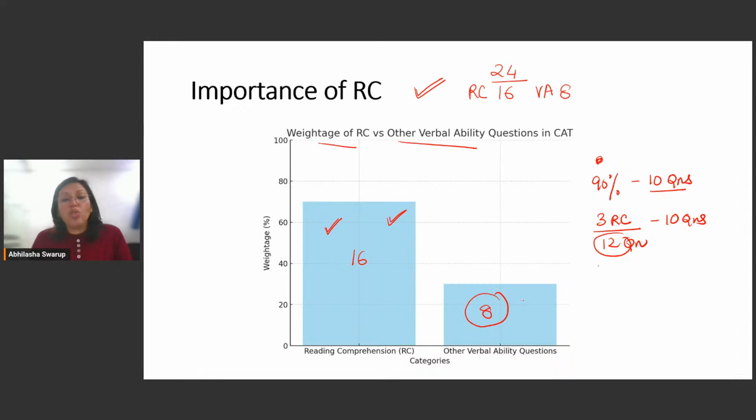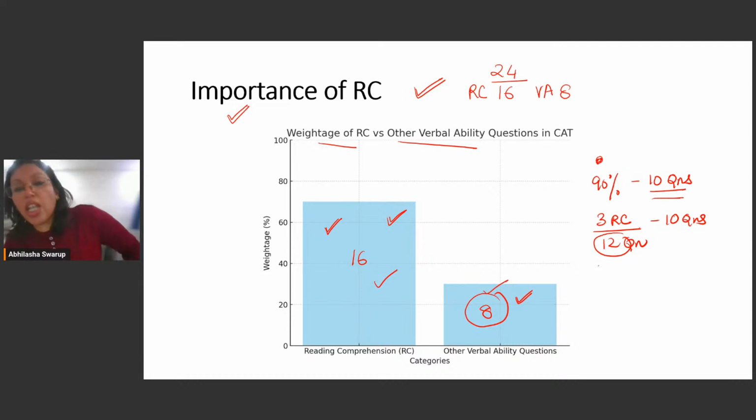If you were to do VA, then 8 questions would not suffice to help you crack even the 90 percentile. You would have to do those 8 and then do another RC. So, if you want to crack CAT, you have to be able to solve your RCs, attempt them, and do them very well. That is why it's absolutely essential that we work on reading comprehension, practice it, and understand it.